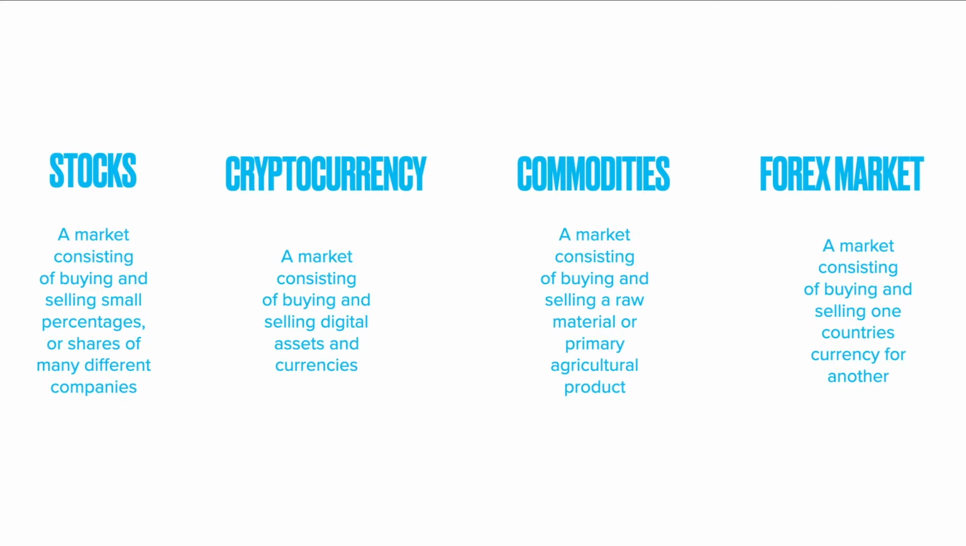The next one I have listed is cryptocurrency. So the cryptocurrency market is the buying and selling of digital assets. So most people have heard of Bitcoin. That's the best example. It's a digital currency. The next one we have is the commodities market, and this is the buying, selling, trading of any raw material or agricultural products. So coffee is a commodity, gold, silver, rice, oil.